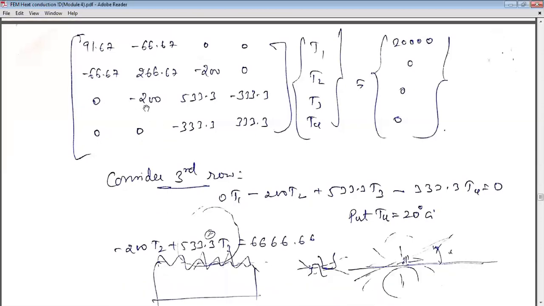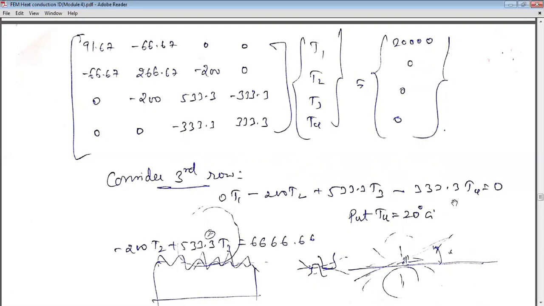Take this, consider third row. Then you will be simplifying 0 into T1 minus 200 into T2, this into T3 minus T4 is equal to the corresponding RHS term 0. So what is the value specified in this problem? T4 is given. Add this T4 here.